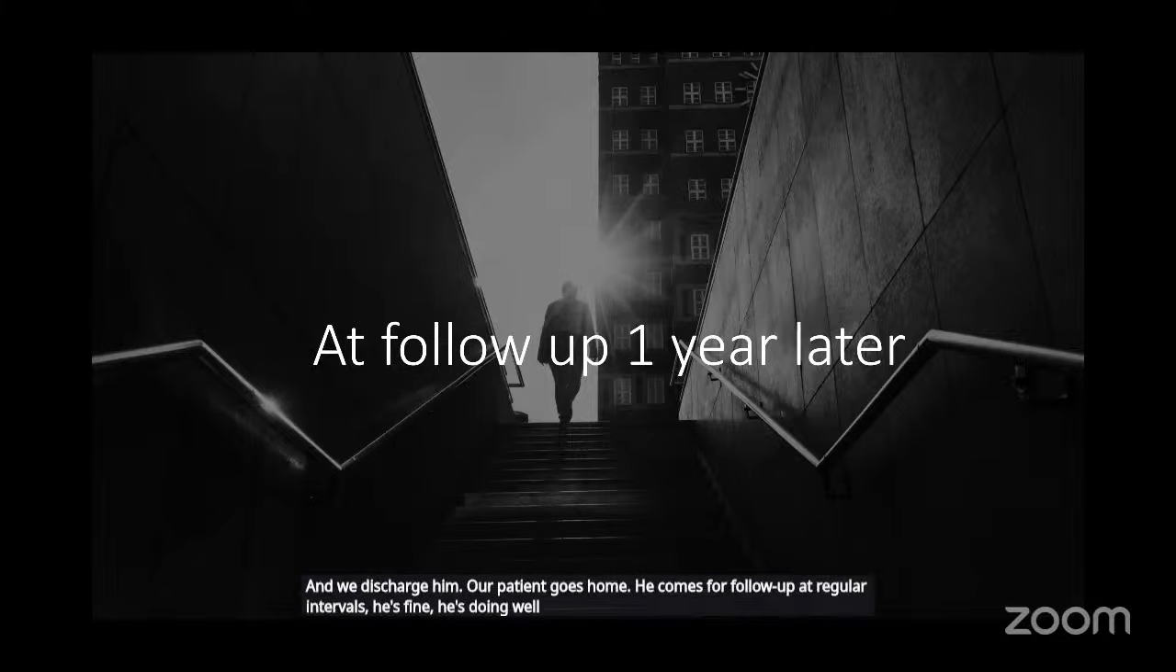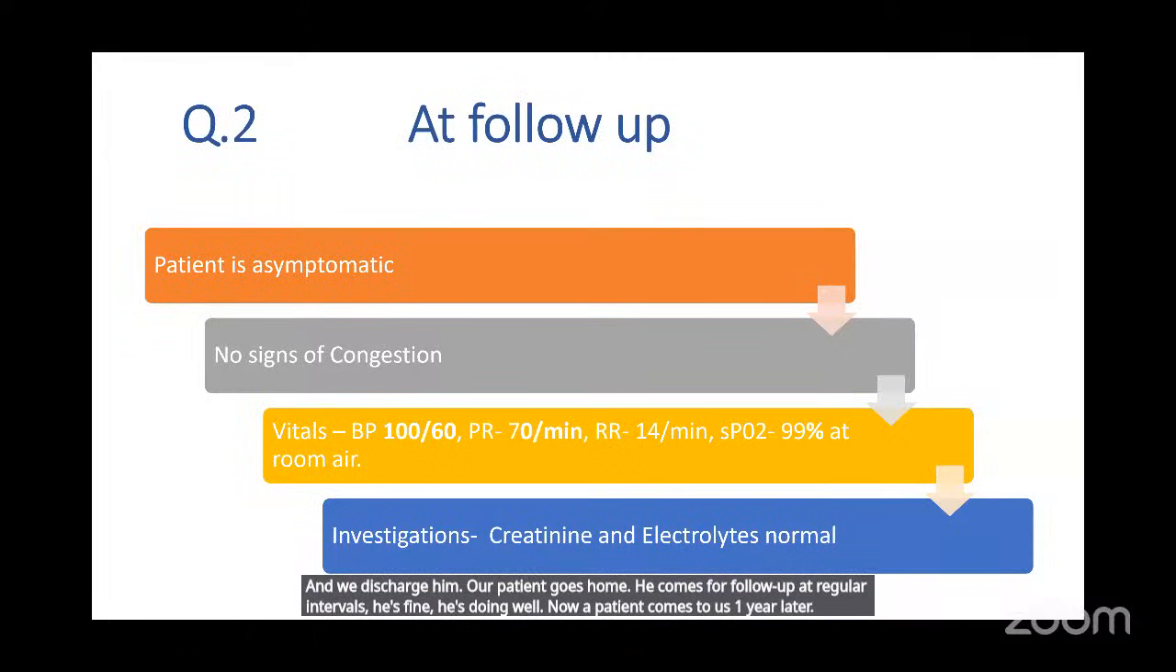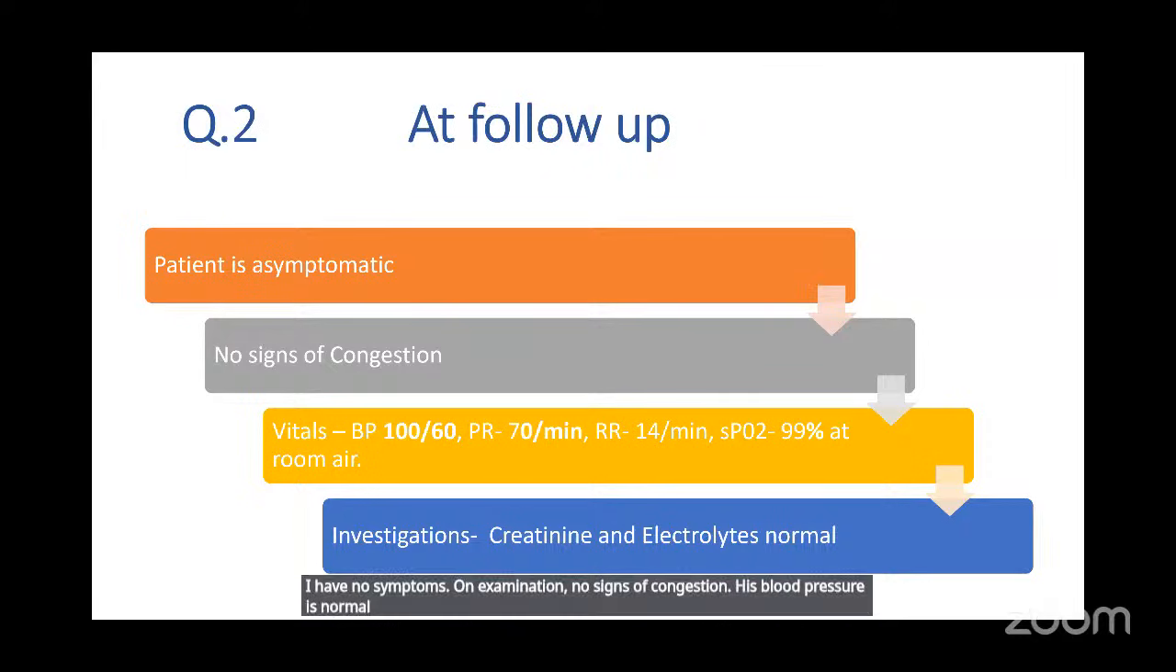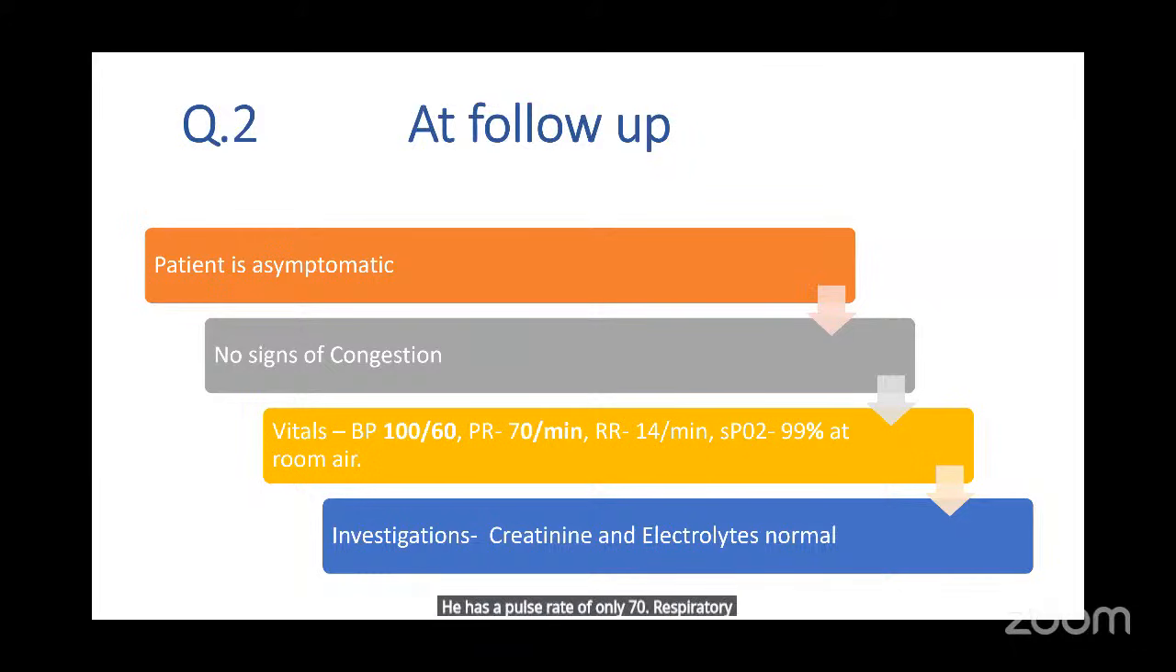Now our patient comes to us 1 year later. And 1 year later, our patient says, I'm absolutely asymptomatic. I have no symptoms. On examination, no signs of congestion. His blood pressure is normal, 100/60. He has a pulse rate of only 70, respiratory rate, saturation, everything normal. RFTs, electrolytes normal. So our patient is again back to an absolute asymptomatic stage. He is in chronic heart failure, symptom free, on stable GDMT, NYHA class 1.